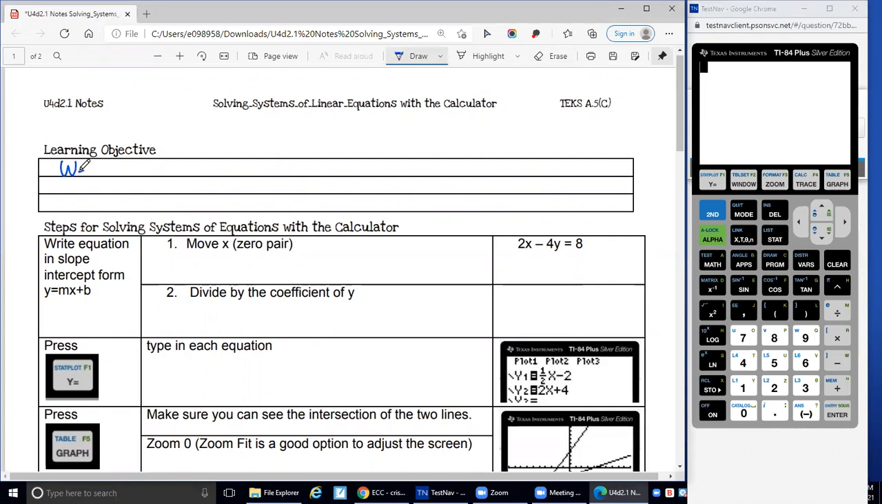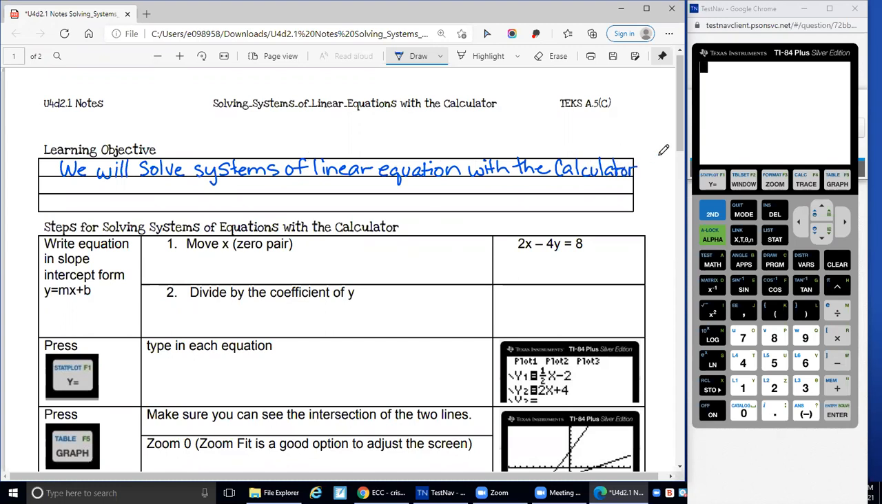So again, we will solve systems of linear equations with the calculator. I mean, I guess the title pretty much says it all, right? That's our objective. So I'm going to teach you how to do it, okay?